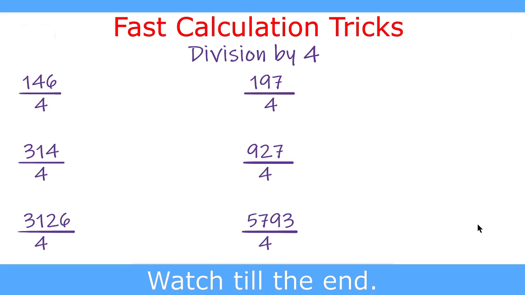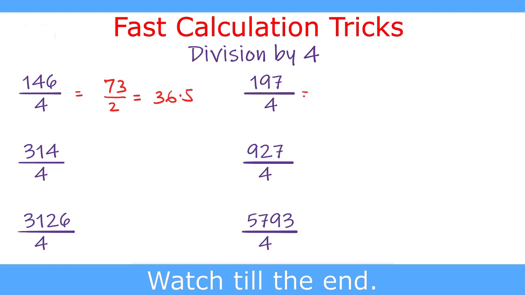Our first question is 146 divided by 4. So we first half 146. This comes out to be 73 divided by 2. And again half of 73 is 36.5. This way we halve it two times and we can reach the answer fast.